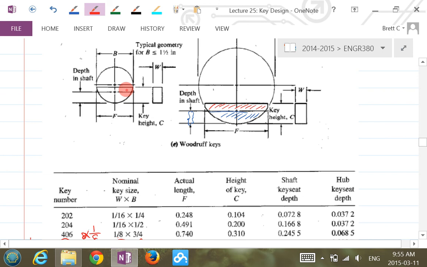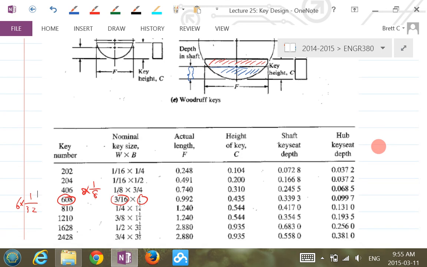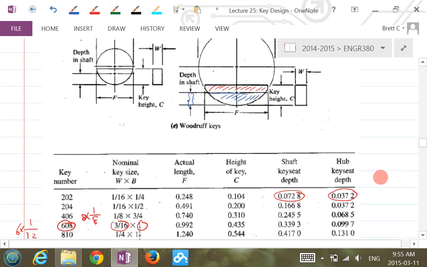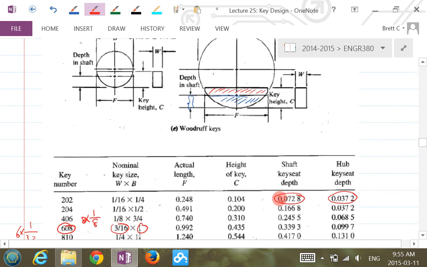Is that good? So the other dimensions are basically what you see here. Shaft key-seat depth is this. Hub key-seat depth is this. So basically, the blue one is this, and the red one is this top portion here. These two numbers added together should give us the total key height, which is the C value here. If you do a quick addition, that's 0.104, right?